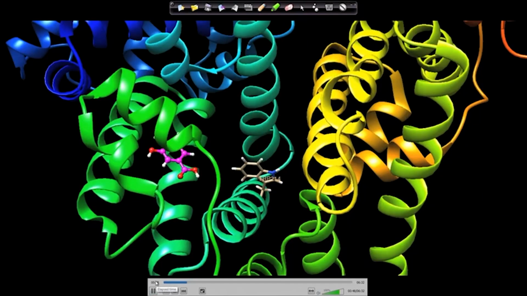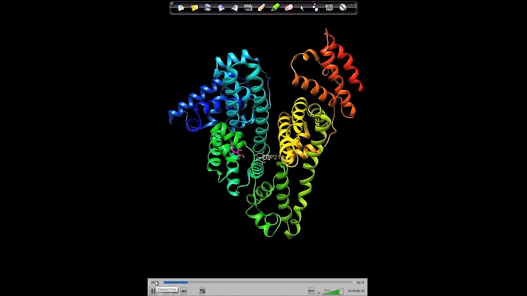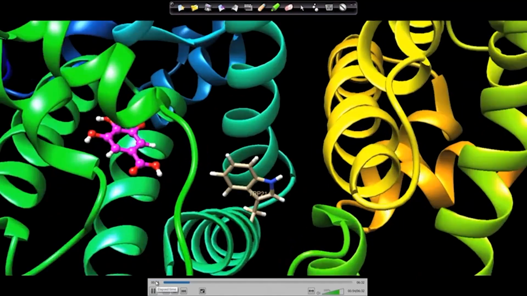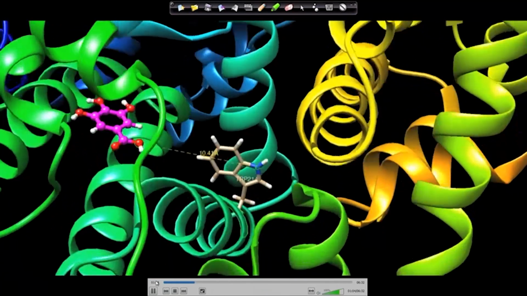So, if we are interested in knowing the distance between the tryptophan residue and the gallic acid, we can easily do it by measuring the bond length. Basically, this is not the actual bond length since there are no such bonds, but this is the distance between the two atoms.